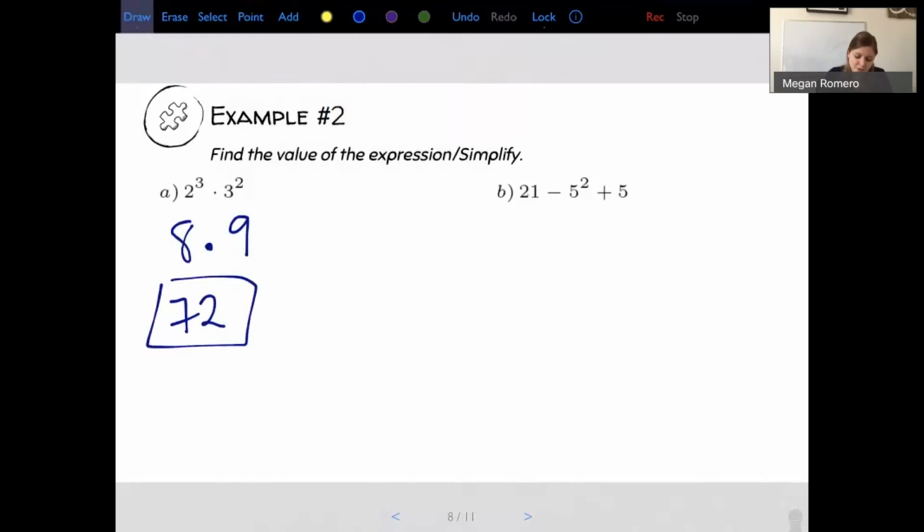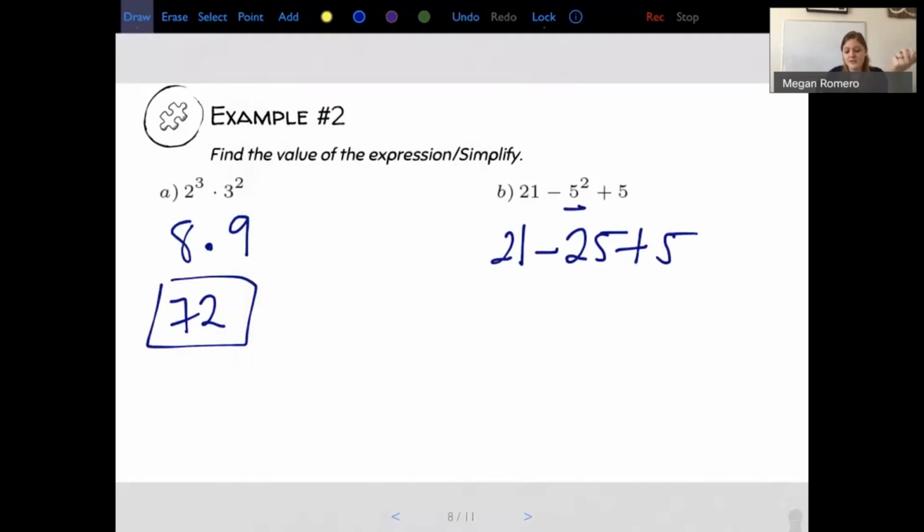Part B, 21 minus 5 squared plus 5. So parentheses, there's no grouping, but there are exponents. 5 squared. So we have 21, 5 squared is 25, plus 5. Okay, so parentheses we took care of, or there weren't any. Exponents, there's no multiplication and division.